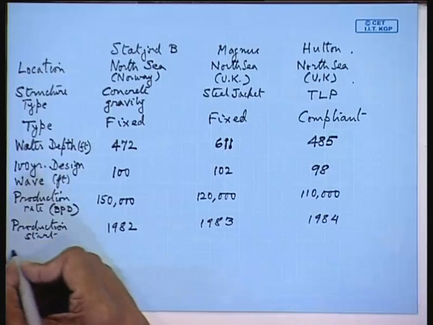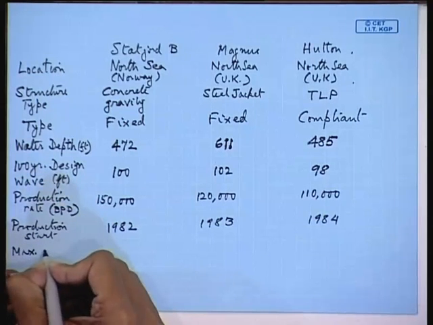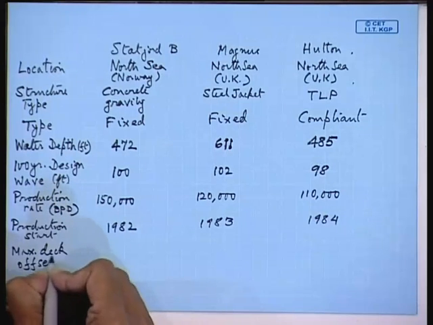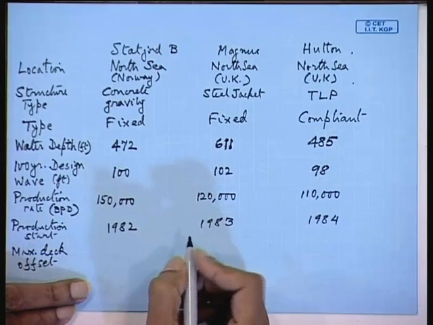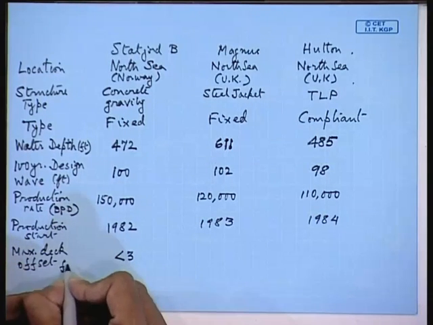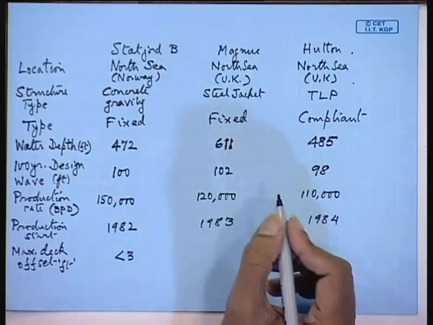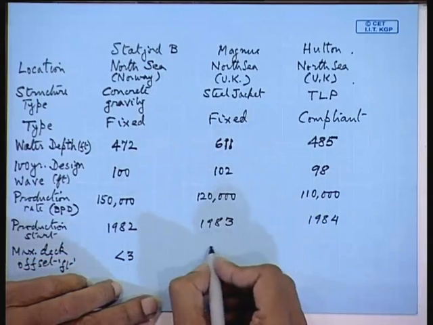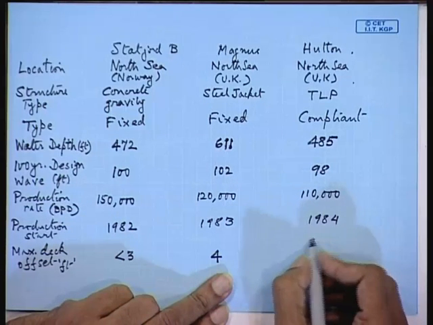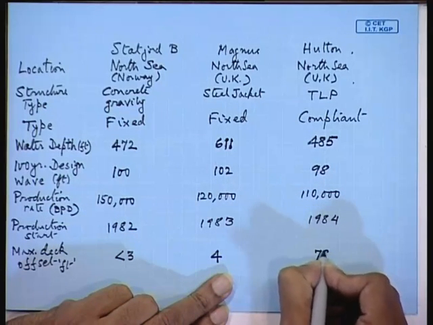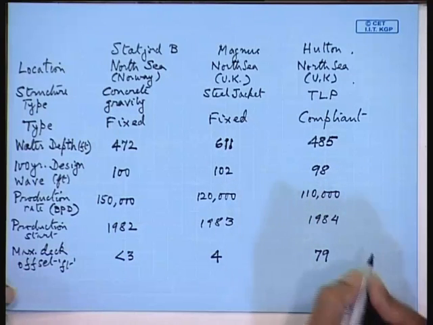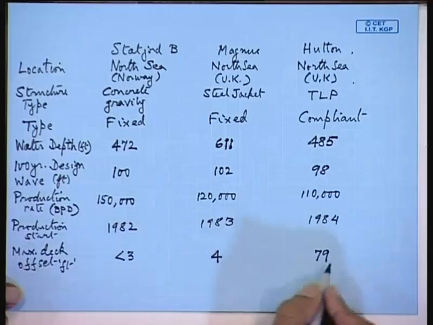Now maximum deck offset. Maximum deck offset in this case, gravity you can see is less than 3. This is given in feet. So gravity platforms have the minimum deck offset. Jacket 4, whereas TLP has the maximum, that is 79 feet. Now this you have to take into consideration for your equipment.